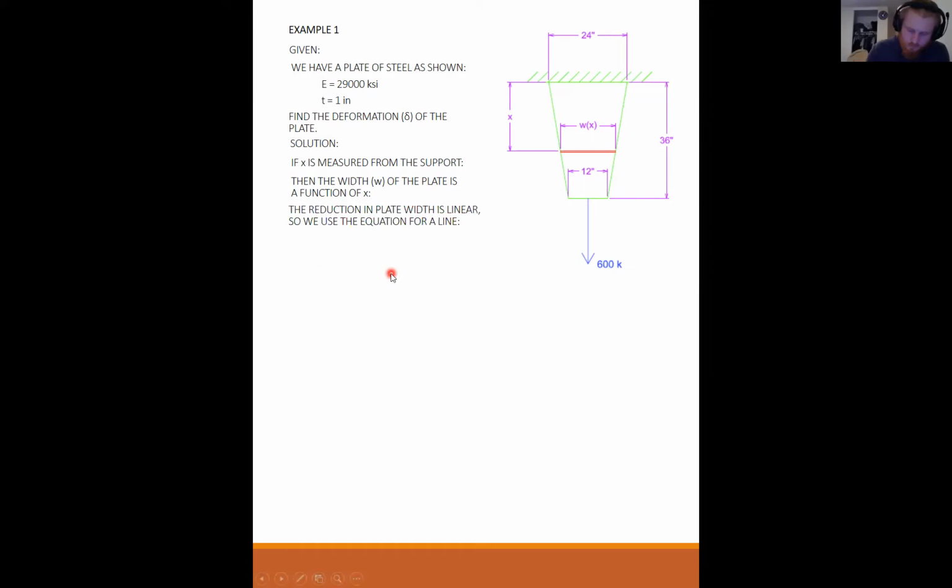Okay. So the reduction in plate width is linear, so we're going to use an equation for a line. As you can see, these are straight lines. So that means that the plate is reducing in width in a linear fashion from 24 to 12. If this was curvy, then it'd be a more interesting problem. So the equation for a line, W equals, or width equals M times X plus B, a linear equation.